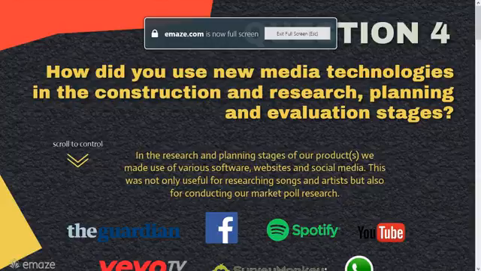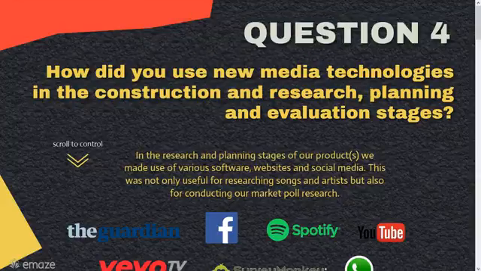How did you use new media technologies in the construction, research, planning and evaluation stages? In the research and planning stages of our products, we made use of various software, websites and social media. This was not only useful for researching songs, artists, existing digipacks and magazine adverts, and even theorists, but also for conducting our market poll research.